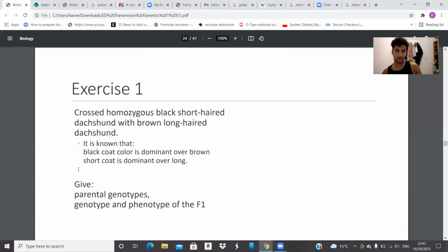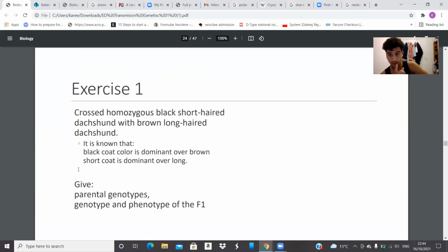So exercise number 1. We have homozygous black short hair, so we have 2 phenotypes, 2 genes with alleles. And then you have brown, long-haired Dachshunds, the sausage dog. They look very funny. It is known that the black coat is dominant over the brown coat, and the short coat is dominant over long.